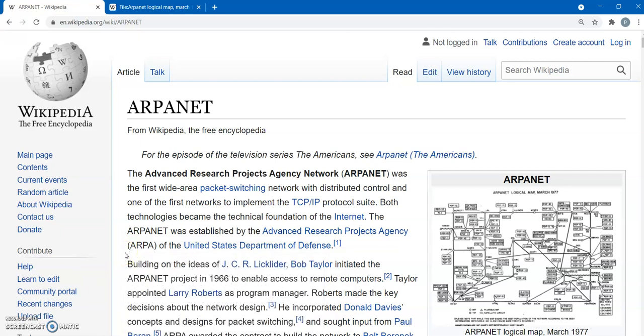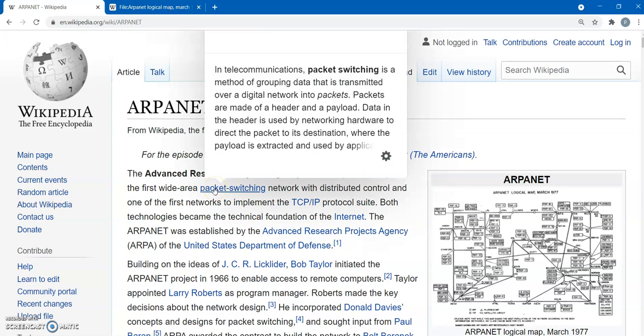Wikipedia about ARPANET. The abbreviation of ARPANET is Advanced Research Project Agency Network. So it was the first worldwide area network based upon packet switching and with distributed control, and one of the first networks to implement the TCP/IP protocol suite. So let's see what is packet switching.